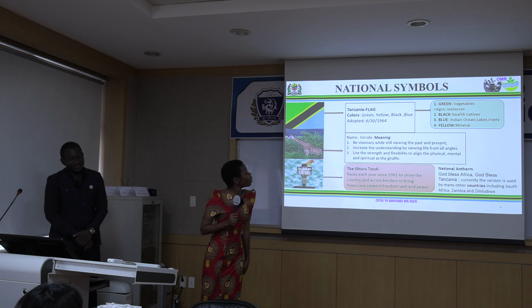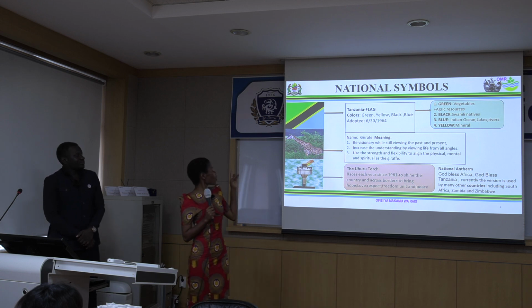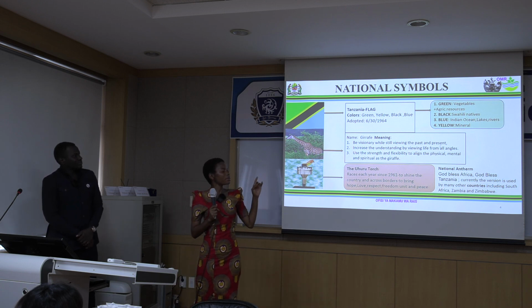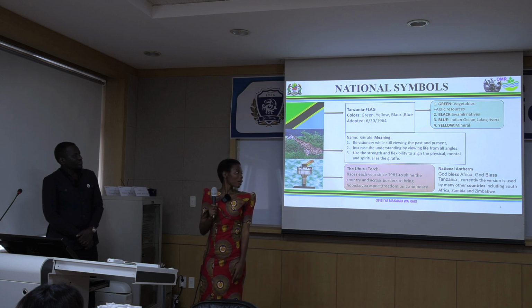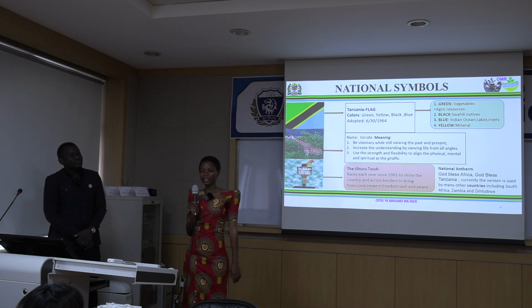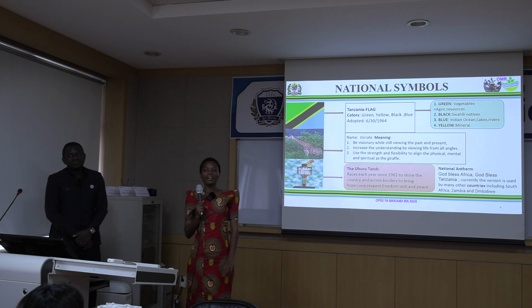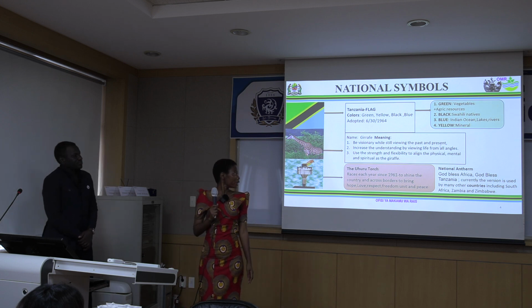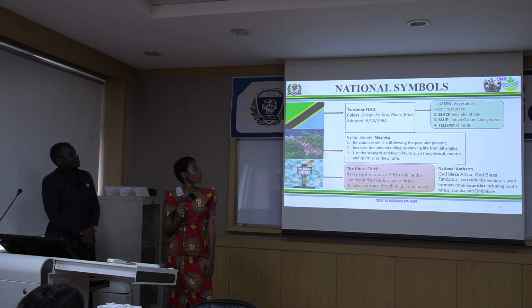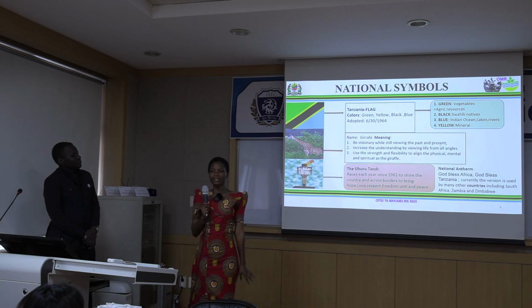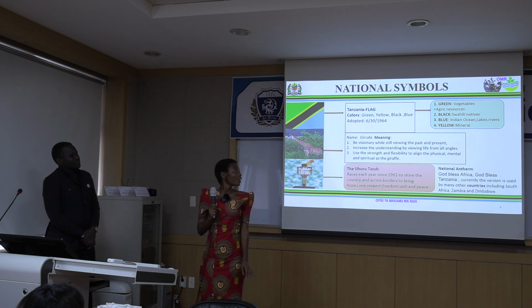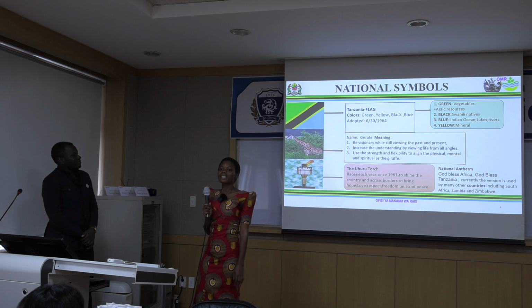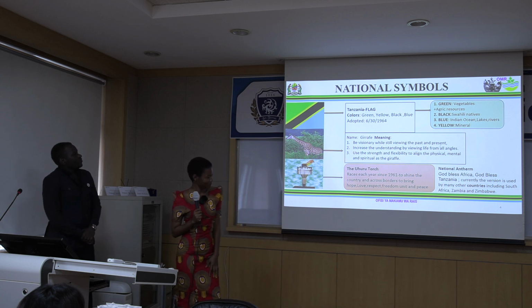Also, we have the yellow color representing minerals. In Tanzania, we are rich in minerals like gold, diamond, nickel, and others. And we have another mineral called Tanzanite, which is only available in Tanzania all over the world.